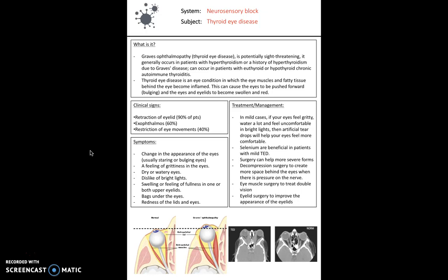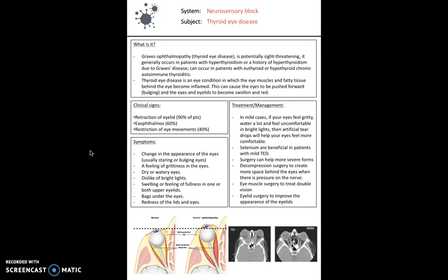In terms of clinical signs that you'd be looking for in a patient, you'd expect them to have retraction of an eyelid in 90% of patients, and also restriction of eye movements is quite common due to the eye being pushed forward. Therefore, as a patient, they may experience a feeling of grittiness in their eyes, they may have dry or watery eyes, they may have a dislike of bright lights, and also a feeling of fullness or swelling in the eyes.